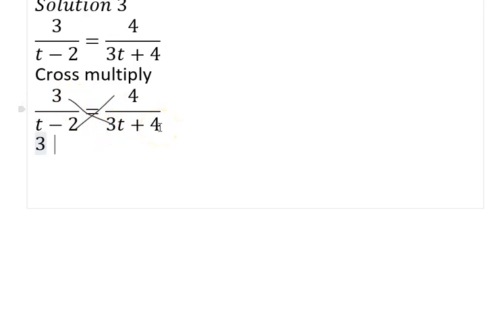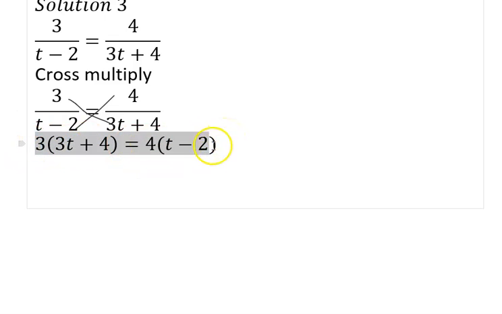So we have 3t plus 4. That's for this. Equal to 1 multiply 4 times what we have here, t minus 2. t minus 2. Beautiful. With this, let's open up these brackets.